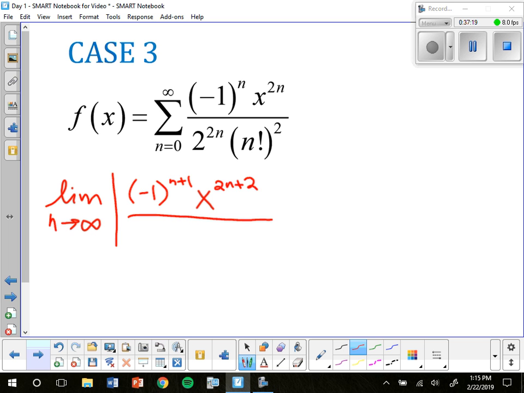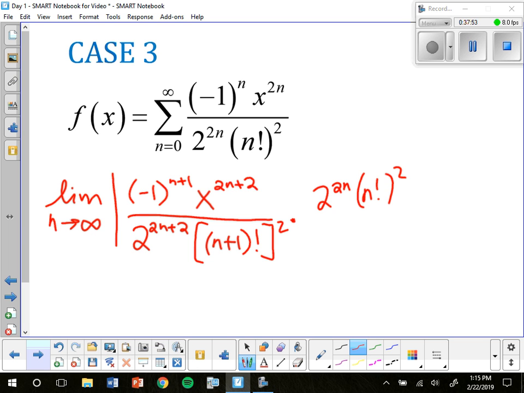Over 2 to the what power? 2n plus 2. Then n plus 1 factorial times n plus 1 factorial. And how many of them do I have? Two of them, squared. It is a lot. I want to do the factorial of n plus 1, and then I want to square it. So you have to separate it out like that. And then the next part is easy. I just want to multiply by the reciprocal, so I just rewrite everything as is.